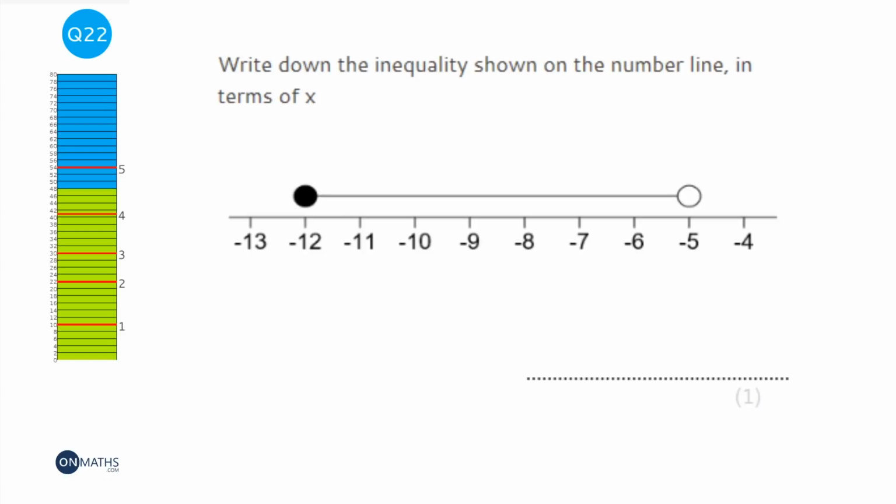Okay, so the first thing to do with this question is realise that x is sandwiched between -12 and -5. And all we need to do now is figure out what the sign's going to be. So x is going to be greater than -12, but it's also going to be equal to -12 because this dot here is filled in. X is smaller than -5, but it can't equal -5 because this dot here is hollow.